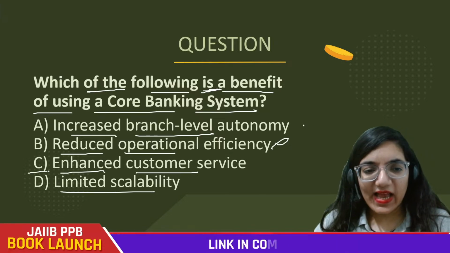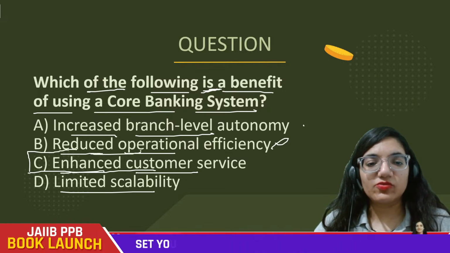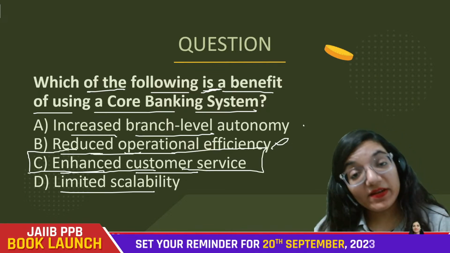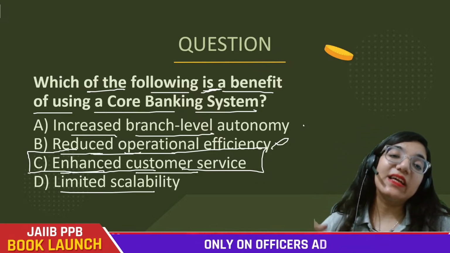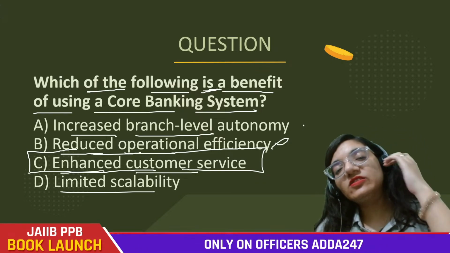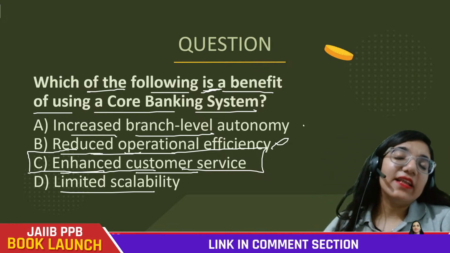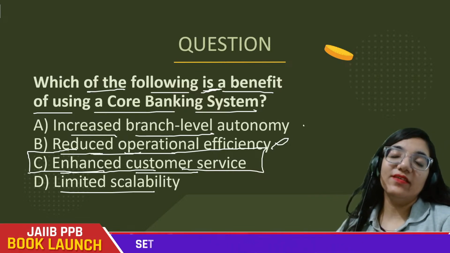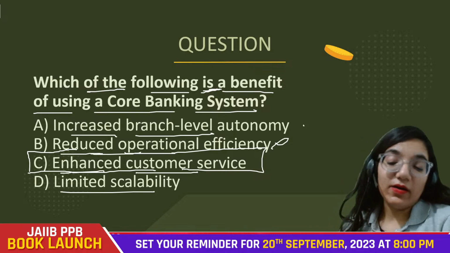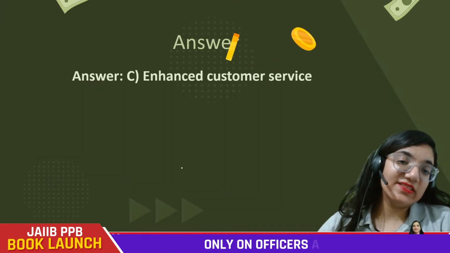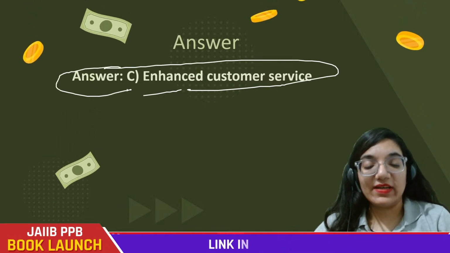But yes, enhanced customer service is definitely there. I just took the question in a different way. Scalability in terms of their working is there. Operational efficiency normally increases. And increased branch level autonomy, no, exactly. It is now automatically synced with the organization. Whatever the branch does can also be seen by the ultimate organization there. So in this case, enhanced customer service was the only advantage that was required.